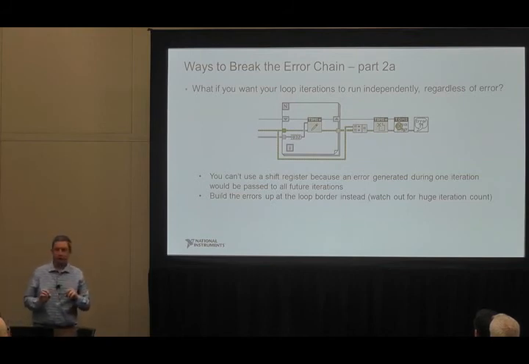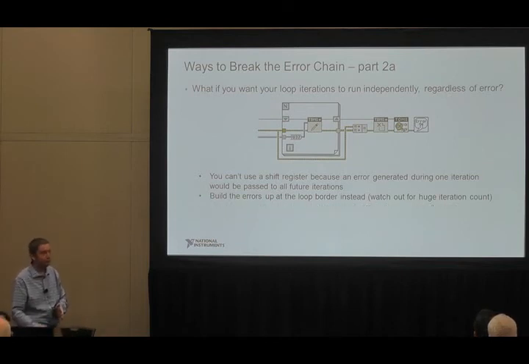I have yet to run into a case where somebody did this and ended up having a performance issue, and that's because I have yet to run into a case where somebody wanted this loop to run 1,000,000 times. Usually in these situations, your loop's going to run a small number of times. If there's the chance that your for loop is going to run a whole bunch of times, you need to be concerned about building up those errors on the loop border, because now you've got an array of error clusters. And if there's 10 of them, no big deal. If there's a million of them, kind of a big deal. So watch out for high iteration counts.